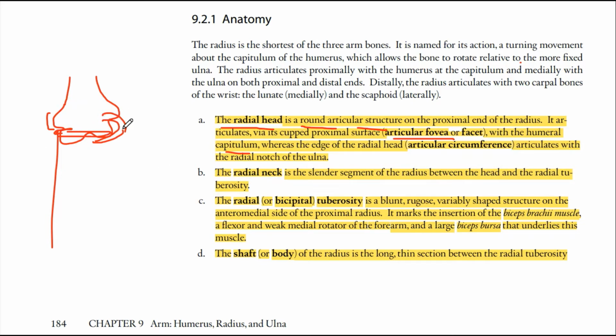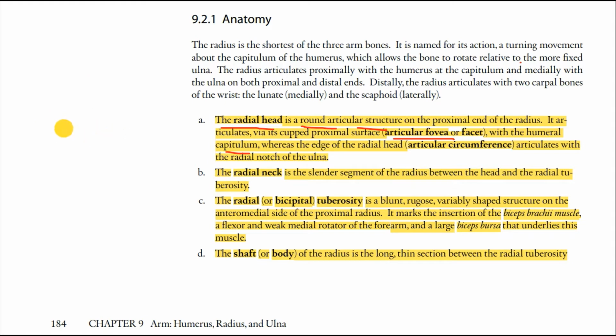On the ulnar side, the ulnar notch and the humeral end are more of a lock and key structure, so it is very much fitted, whereas the radial side is more loose, and therefore it helps in more flexible rotation of your forearm. So this becomes very important.